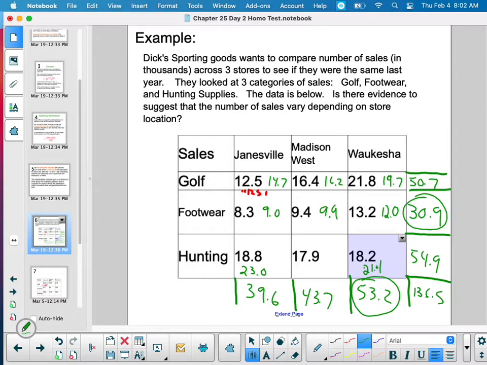So 43.7 times 54.9, divided by 136.5. I get 17.6.